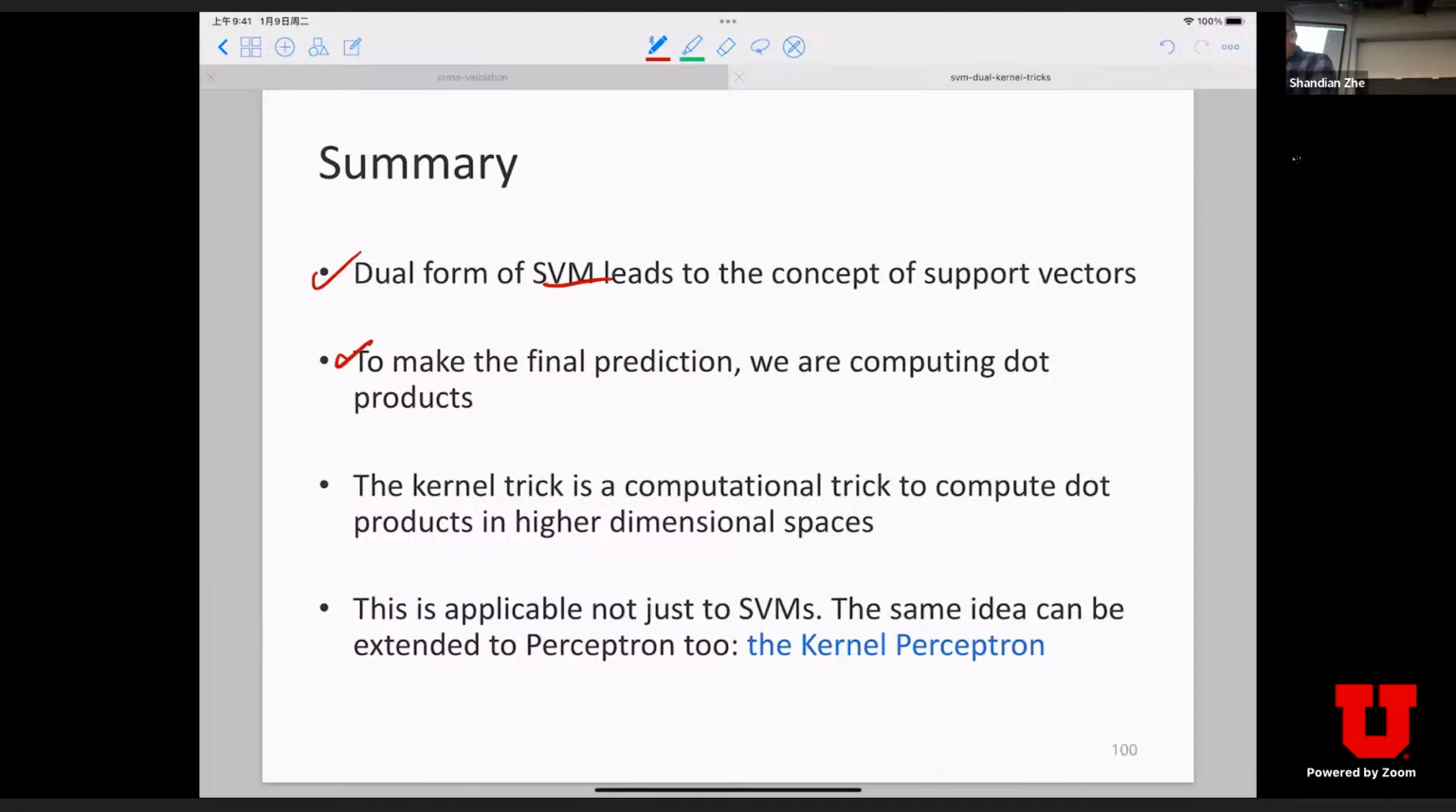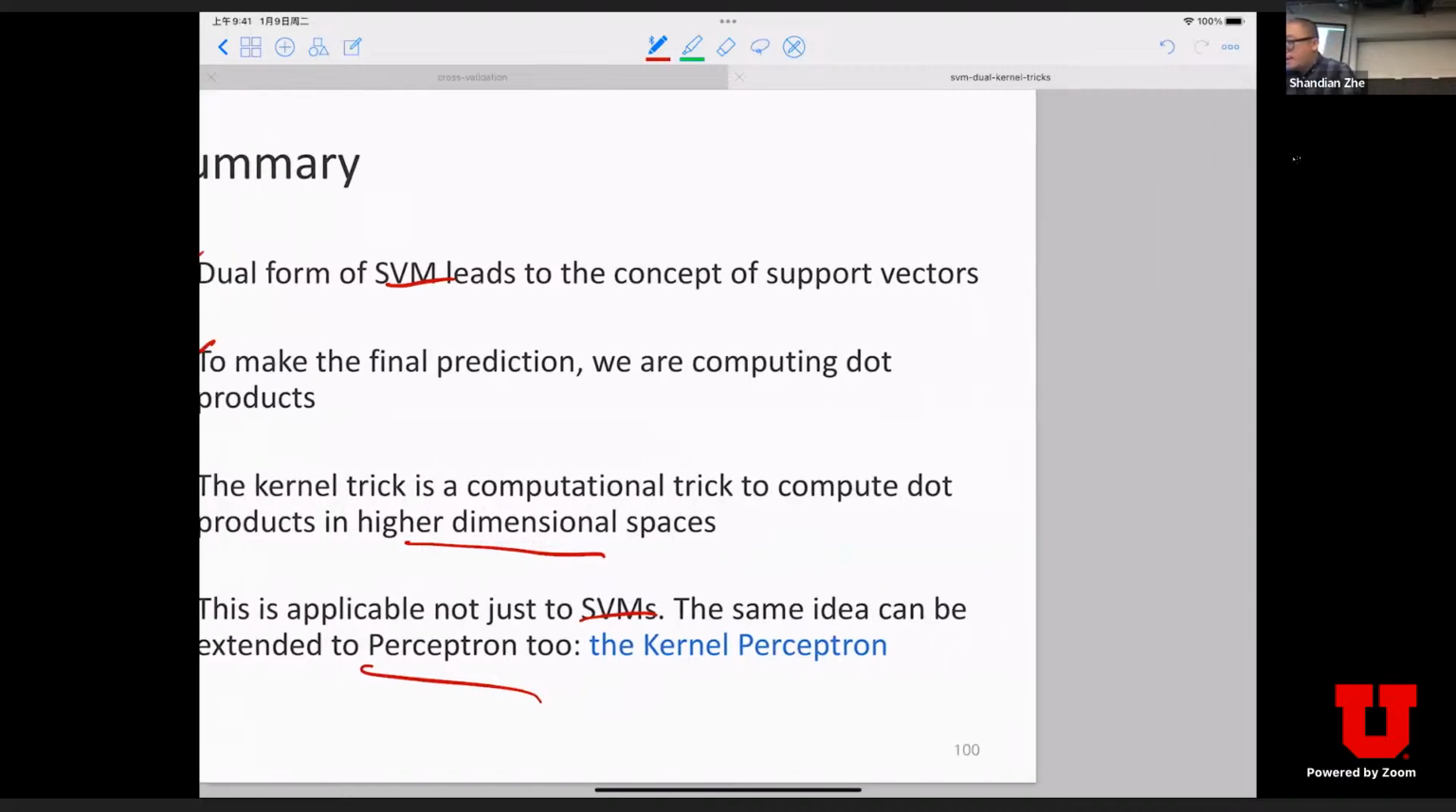And to make the final prediction, we are computing a dot product. The kernel trick is a computational trick to compute the dot product in a higher dimensional space, and it is straightforwardly applicable to SVM. But we would like to point out that the kernel trick is not only applicable to SVM. It can apply to other linear classifiers as well, for example the perceptron. So you can think about how to do a kernel perceptron. In our homework, there's one bonus question asking you to do this. Feel free to think about that. Any questions so far?